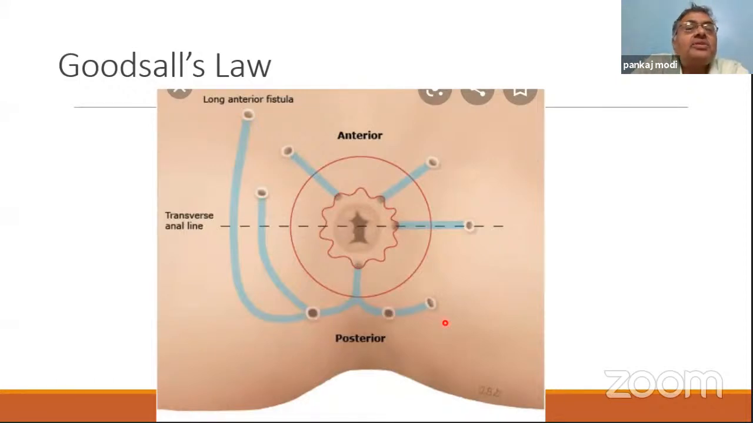But if the abscess develops laterally, there is a space. So it will travel along the ischiorectal fossa and go posteriorly. So technically it is right.